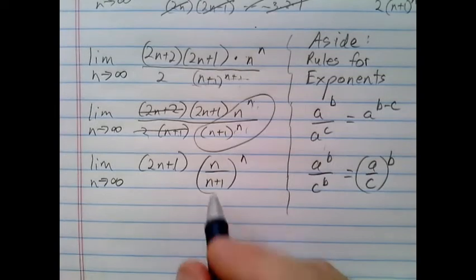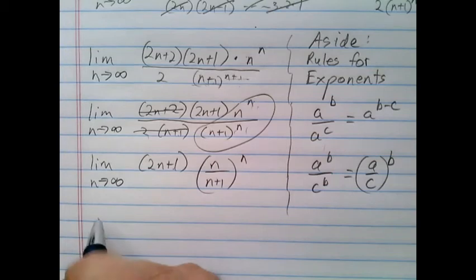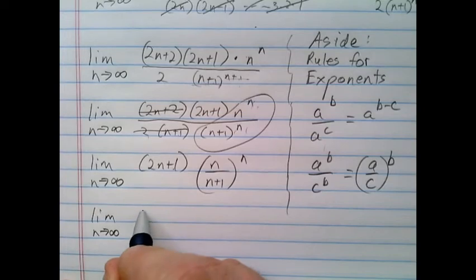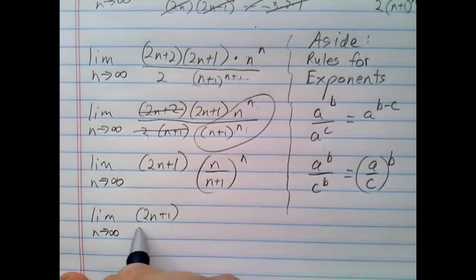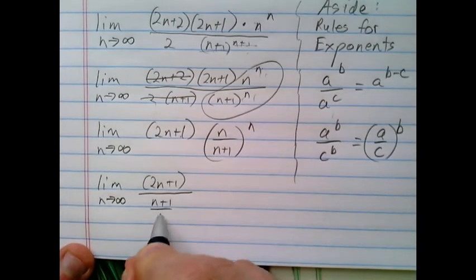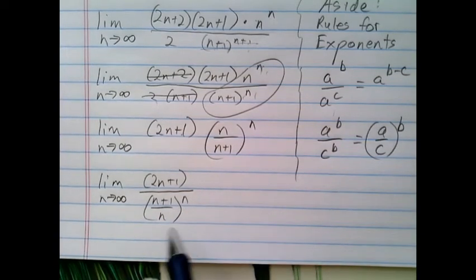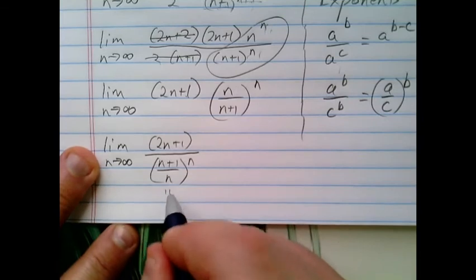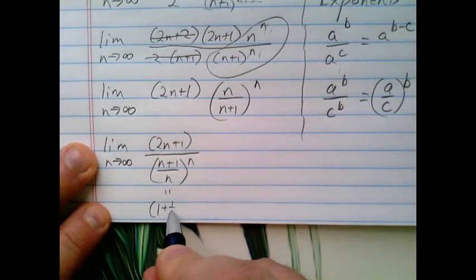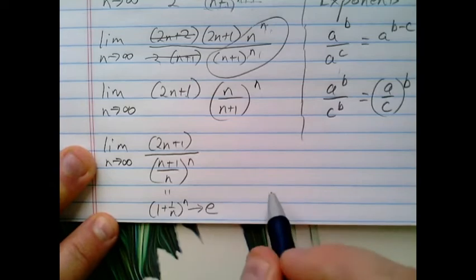So what I'm going to do is move this factor to the denominator so that I can flip it over. So I'm going to say this is the limit as n goes to infinity of 2n plus 1 divided by the reciprocal of this thing, n plus 1 over n to the n. Now, I will just mention, it might be a little clearer if I rewrote this. n plus 1 over n is the same thing as 1 plus 1 over n to the n. Okay, that goes to e.